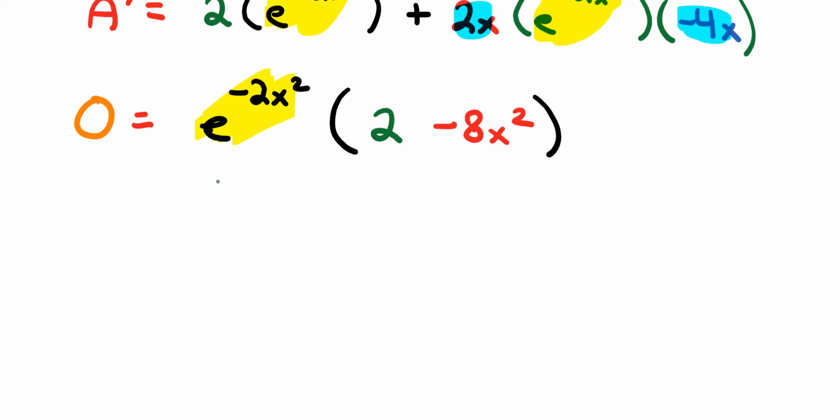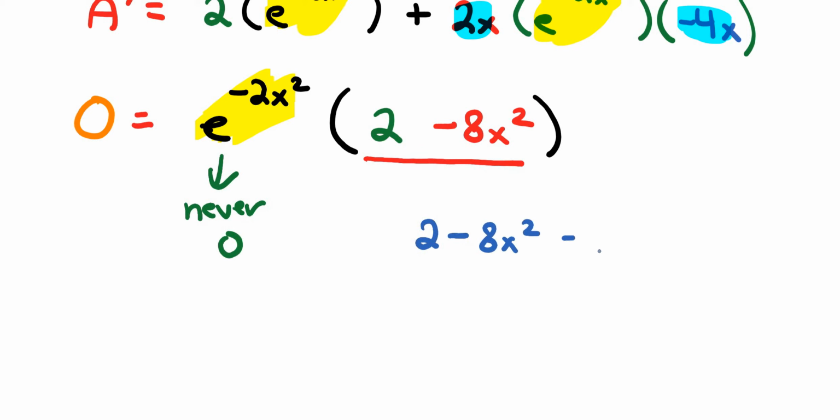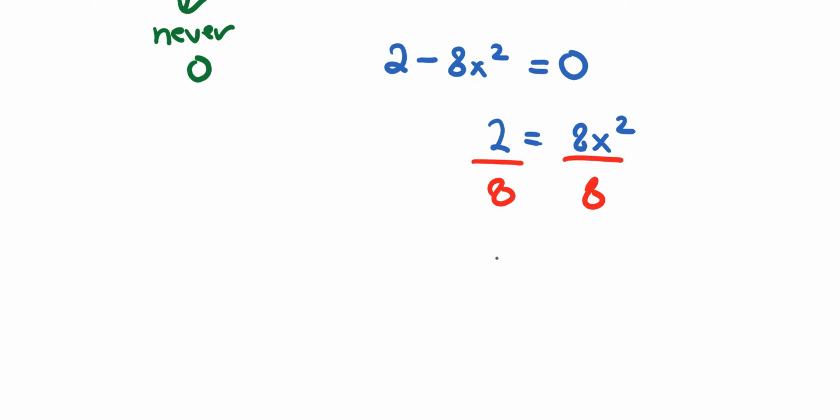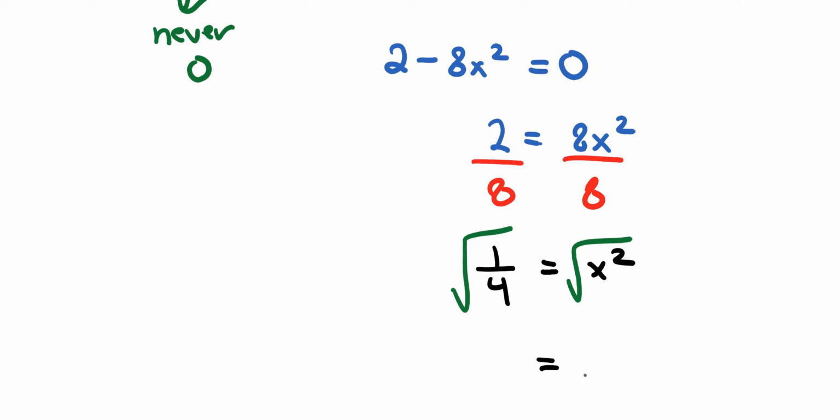All right, so if I set this equal to 0, remember that when you have an exponential function, this is never equal to 0. So now we can focus our attention on this part right here. So that's going to be 2 minus 8x squared and make that equal to 0. So 2 equals 8x squared. And then we divide both sides by 8. And we get 1 over 4 equals x squared. And after that, we take the square root of both sides. And if I do that, I get plus or minus 1 over 2.